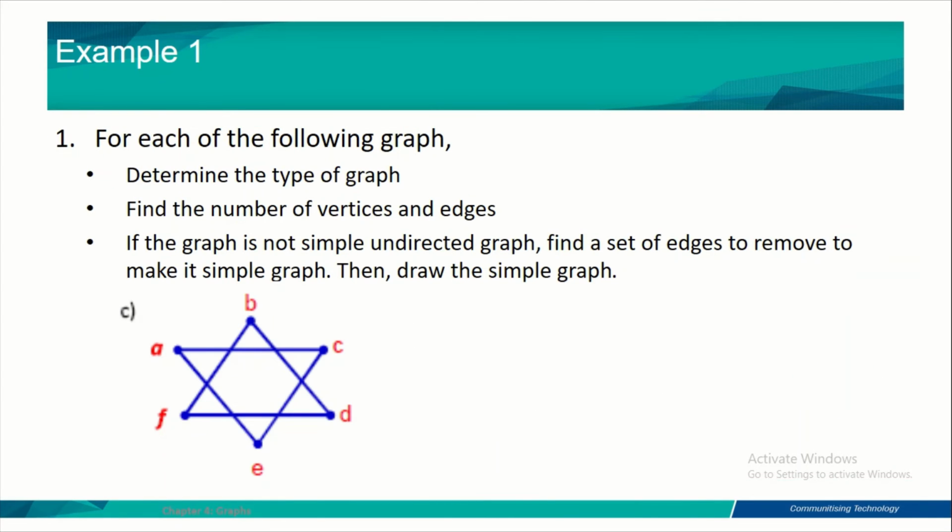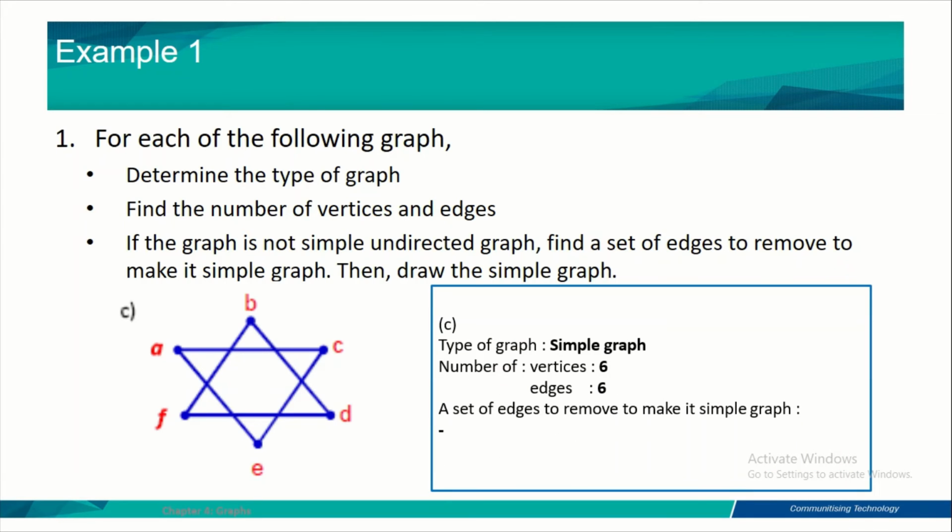And for the C, we see that there are no loops, no multiple edges. So the type of graph is simple graph. The number of vertices is 6 and the number of edges is also 6. So there is no set of edges to remove to make it a simple graph, since it's already a simple graph.